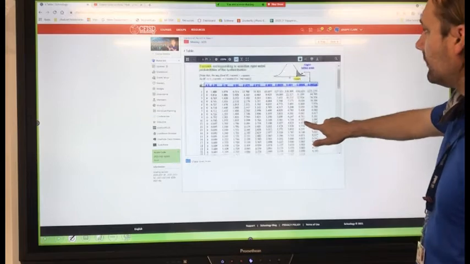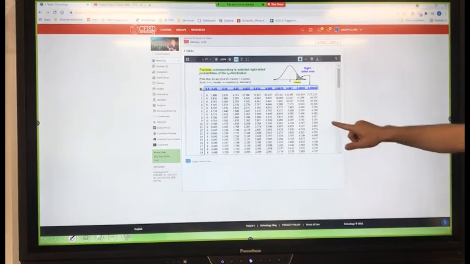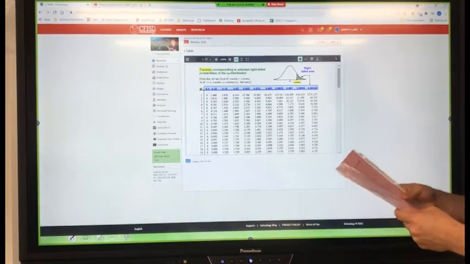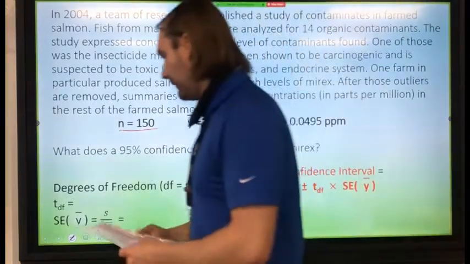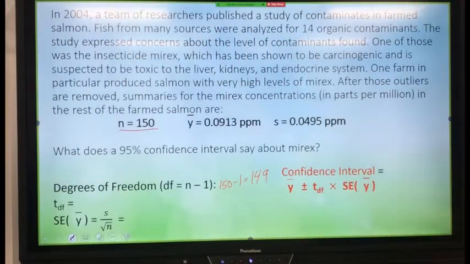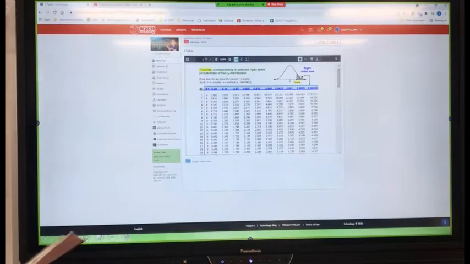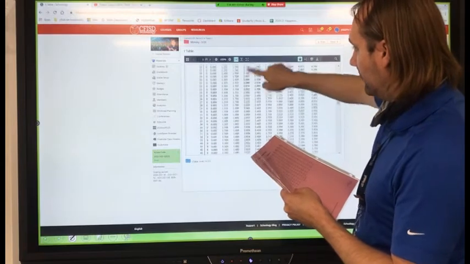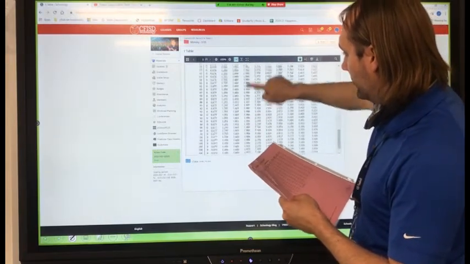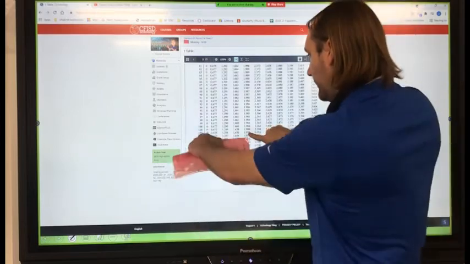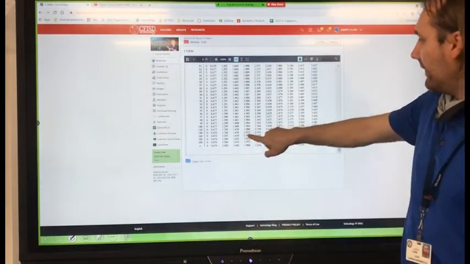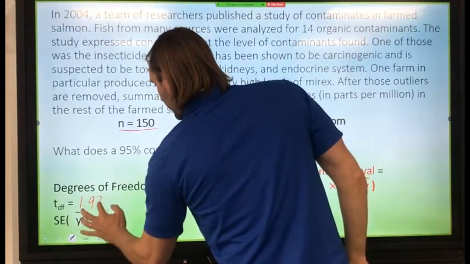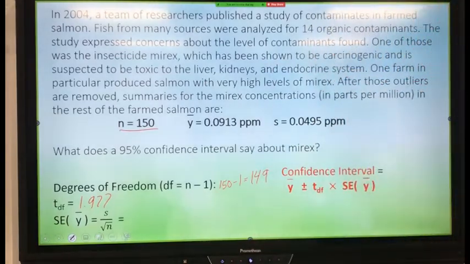Okay. Now, where does 98% fit for my one tier test? We're looking at 98, right? No, sorry, 95. 95, as you see, is that 0.025 range. So 0.025, that's for my 95%. I'm looking at 140. So what do I see? 1.977. That would be my t-score.